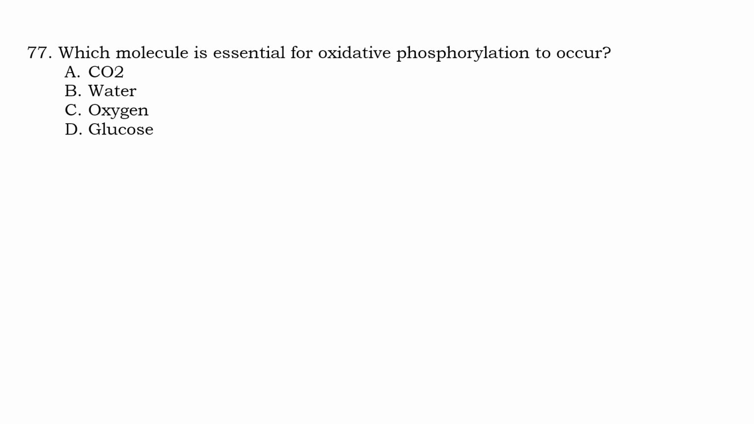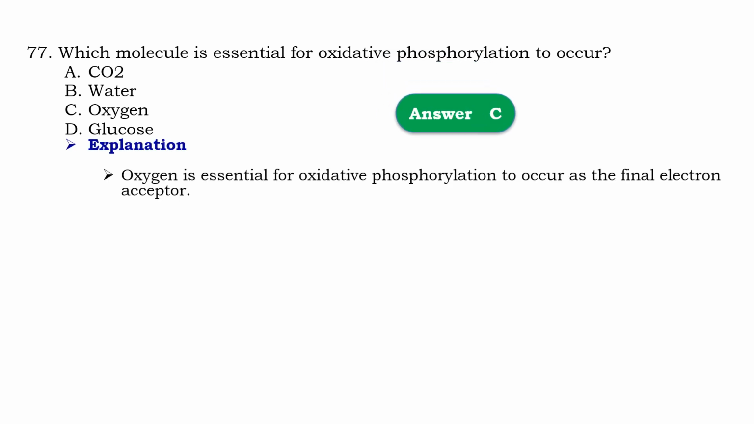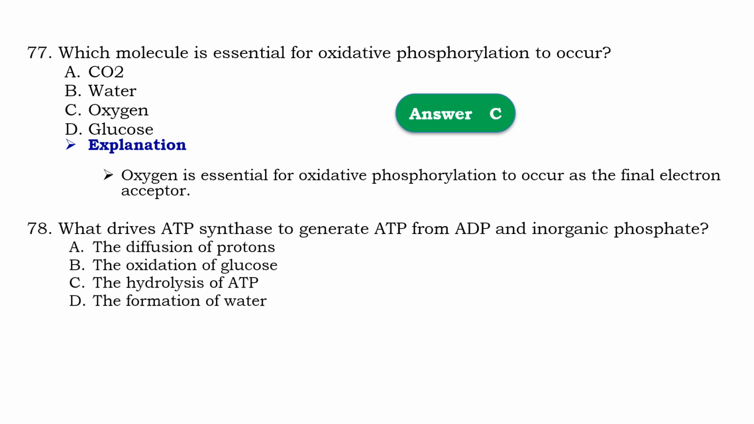Question number 77. Which molecule is essential for oxidative phosphorylation to occur? So that should be C, oxygen. Means that oxygen is essential for oxidative phosphorylation to occur as final electron acceptor.